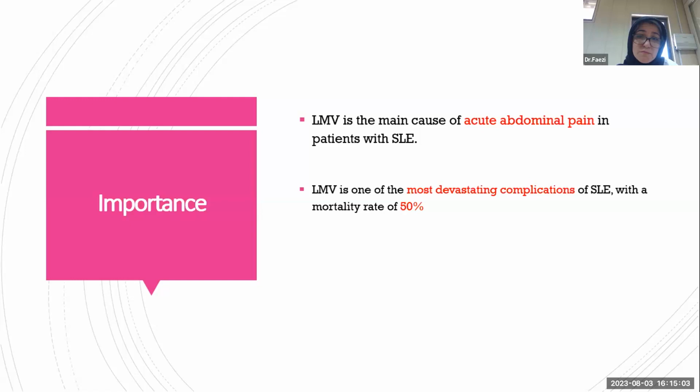Lupus mesenteric vasculitis is the main cause of acute abdominal pain in patients with SLE, and it is one of the most devastating complications of lupus, with a mortality rate of around 50%.